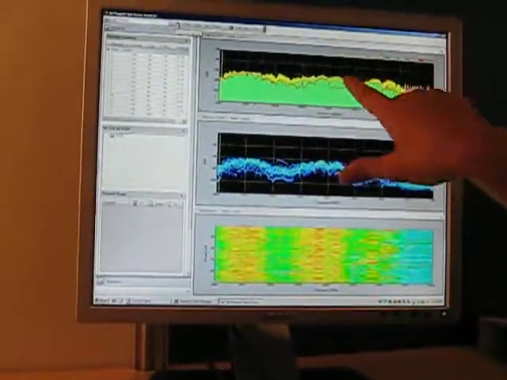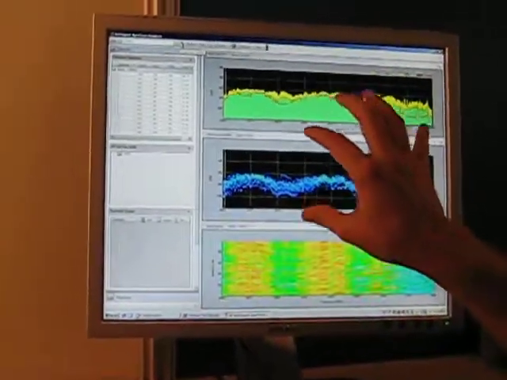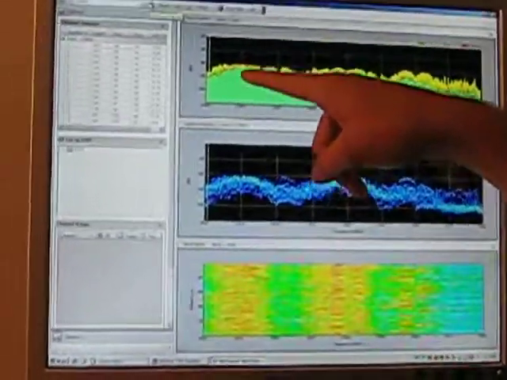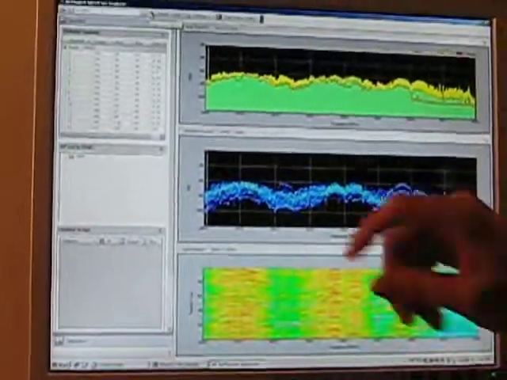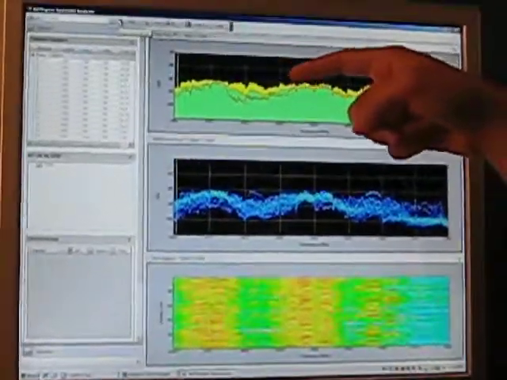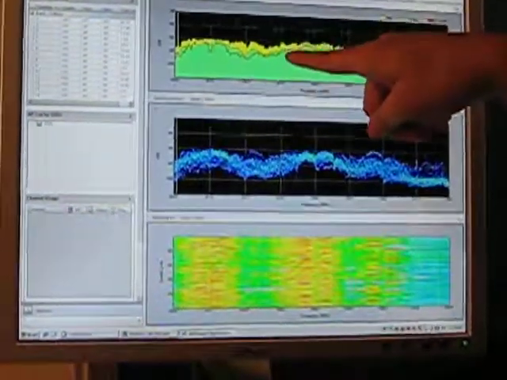Up here at the top is our FFT, which stands for Fast Fourier Transform. This is essentially a graph of energy where we can look across the spectrum and see what the strength at any frequency there is in dBm. So this gives us a real-time view. In yellow we can see our max, we can see our average in green, and our real-time measurement is there in red.